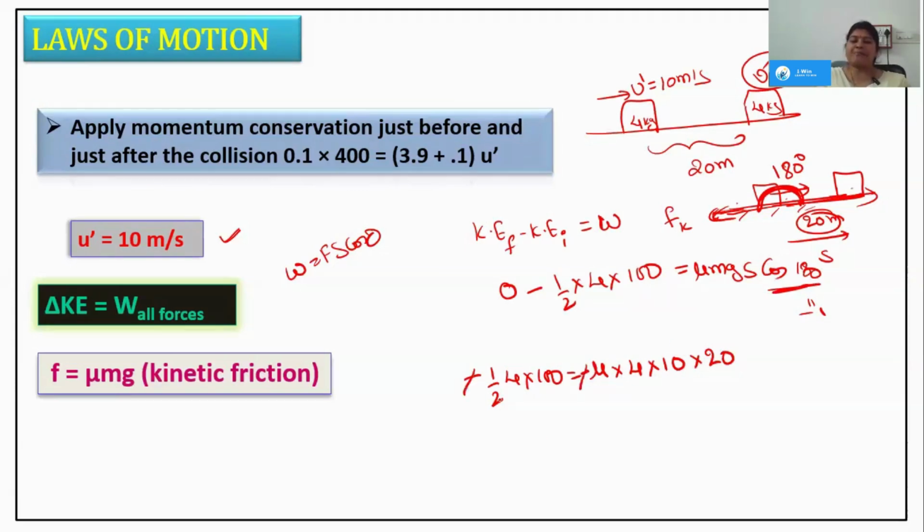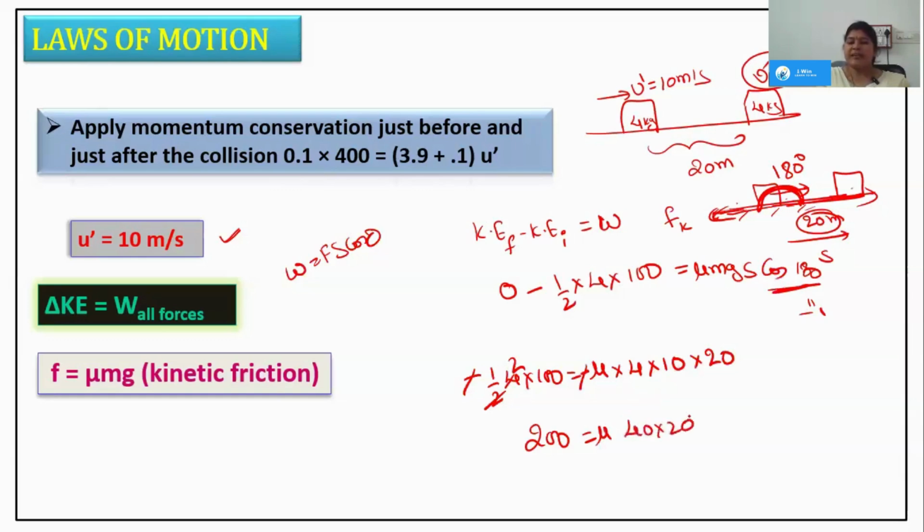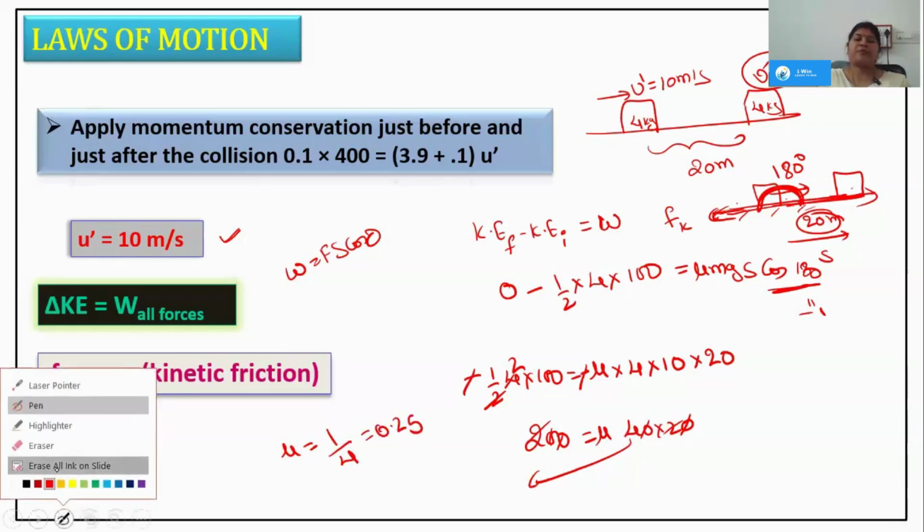So this minus cancels here, 2 cancels, 200 is equal to mu into 40 into 20, right? Here these two zeros cancel, 1, 2 cancel, then mu I'll get as 1 by 4. This 4 bring to this side. Here 1 is there, 1 by 4, which is 0.25. So mu value is 0.25.